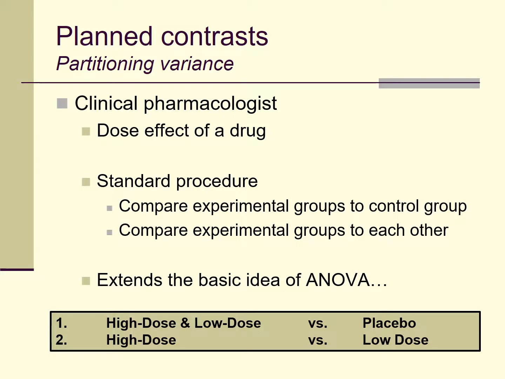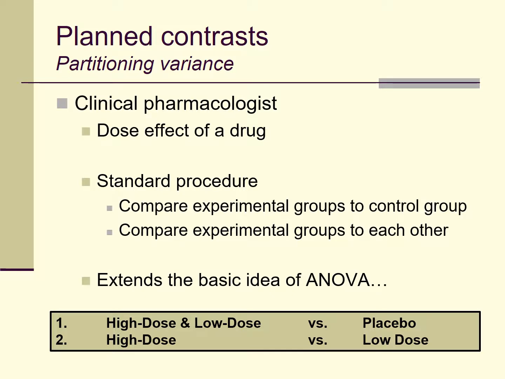Imagine we're a clinical pharmacologist. We're studying the effect of a drug, and what's commonly done in pharmacology research is that comparisons are done by first comparing any level of the drug dose against no drug dose. So in our example, maybe the high and the low dose combined, but compared to the placebo dose group, and then comparing different levels of the drug dose. So in our example, after first comparing high and low dose to placebo dose, we might then compare high dose to low dose.